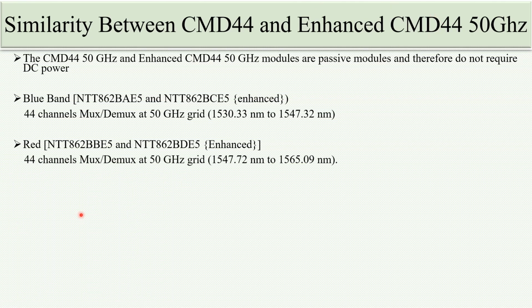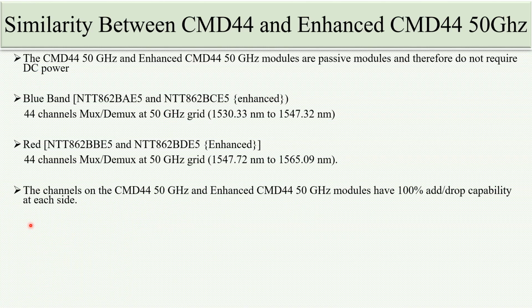What channels can we use in the red CMD44? This is from 1547.72 nanometer to 1516.09 nanometer. You start from this wavelength and just add 50 gigahertz channel spacing between the next wavelengths, and you will get all the 44 channels for the red band and blue band.